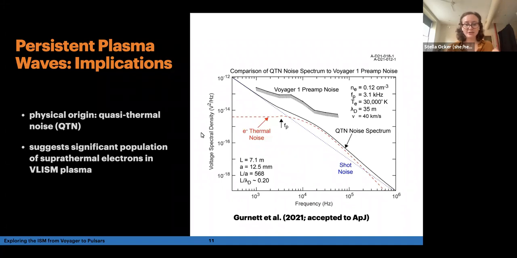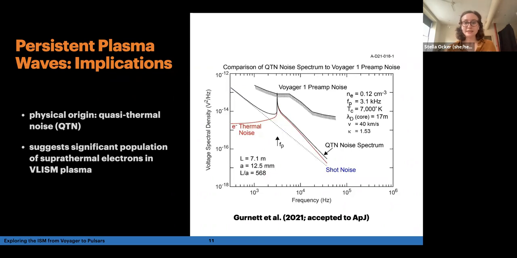But this picture changes when you change your assumption of a Maxwellian electron velocity distribution. In essence, if you add a significant suprathermal tail to the electron velocity distribution, you can get a very large peak at the plasma frequency in the QTN spectrum, which would just be detectable above the Voyager I preamplifier noise. And so if we are indeed detecting QTN with Voyager I, then this implies that there is a significant population of suprathermal electrons in the very local ISM plasma.